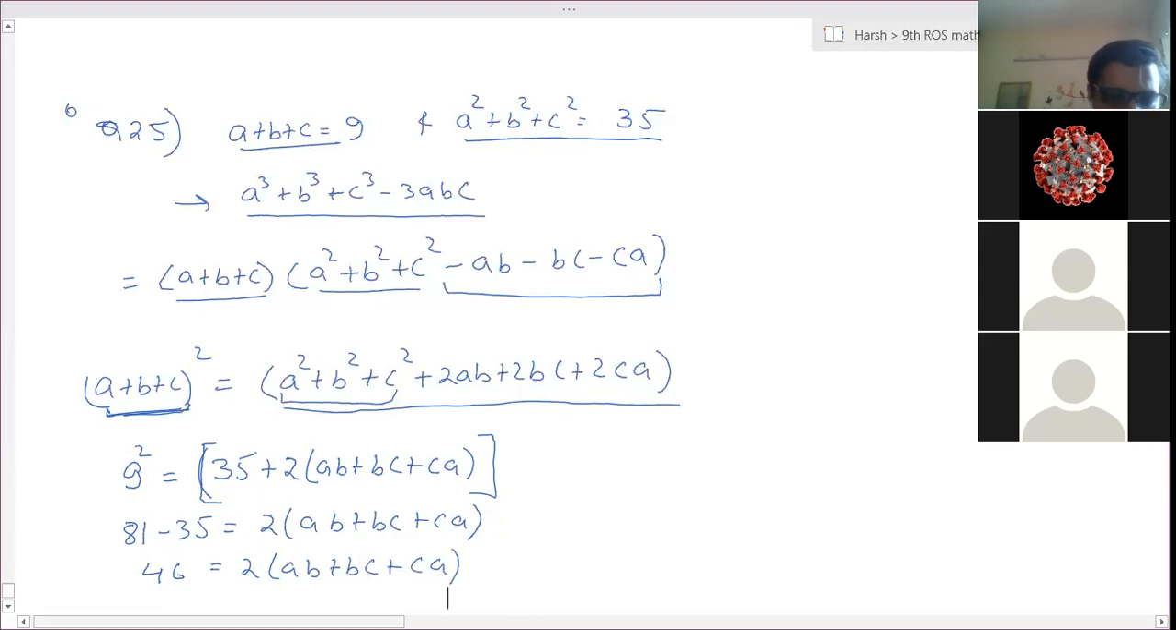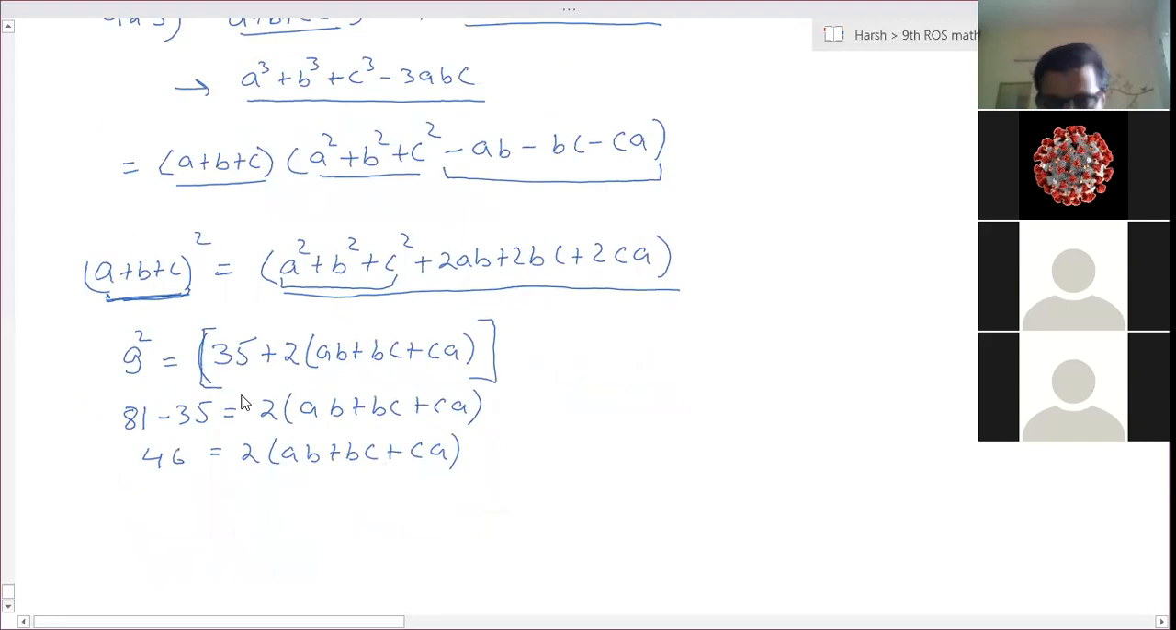Correct? Now, AB plus BC plus CA, can we write it as 23 is equal to AB plus BC plus CA? Can we write this 23 as this? Yes, sir. Now, in this question, going back to this equation 1.